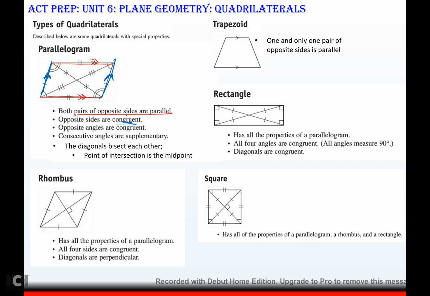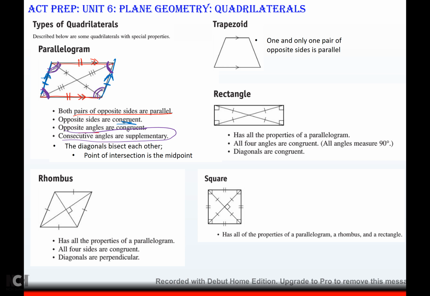Opposite sides are also congruent, and that's what these little lines mean. 1 little dash here and 1 little dash here means that those lines are of equal length. And same up here on the red, there's 2 lines and 2 lines, which means that those 2 red lines are congruent. Opposite angles are also congruent. If you look at this angle up here, opposite would be this one. Those are equal angles. And same with over here. See how they've got 2 arcs and 2 arcs here? That means those 2 angles are equal. So opposite angles are congruent.